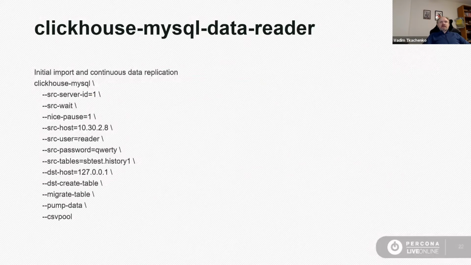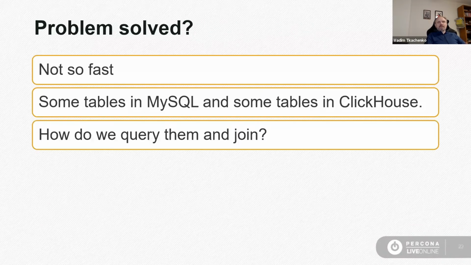That's a simple setup for a daemon, which always runs in the background and produces a replication stream between MySQL and ClickHouse. In this case, we use it for the history table, which will be replicated into ClickHouse. So you can say, well, that's a problem solved. Our task is done, but not so fast.